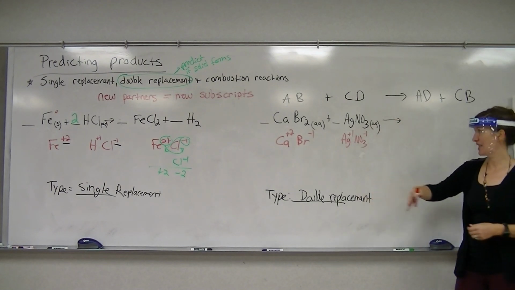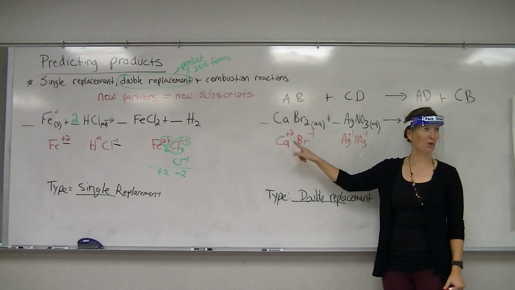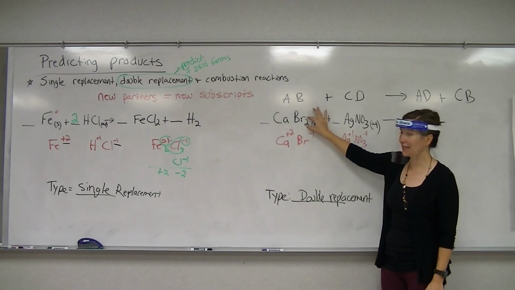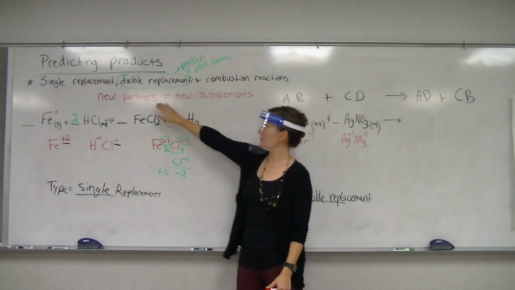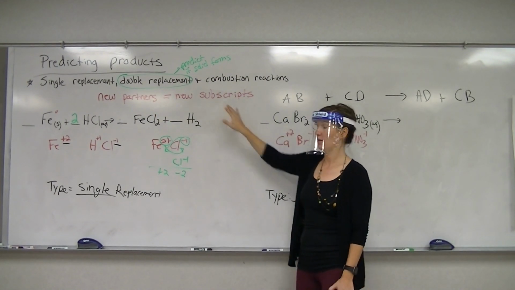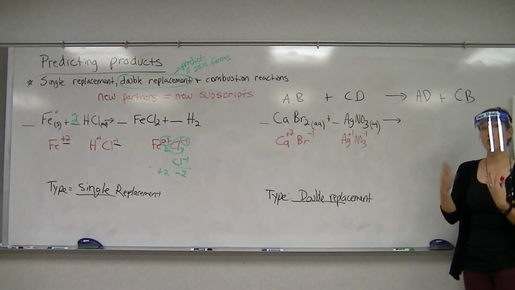Notice when I wrote these down here, there are 2 bromines, but I'm not worried about how many bromines. I'm just worried about what the charge is on bromine, because I'm not bringing this 2 over here. I'm going to have new partners, so I'm using the charges to figure out what my new subscripts are going to be.